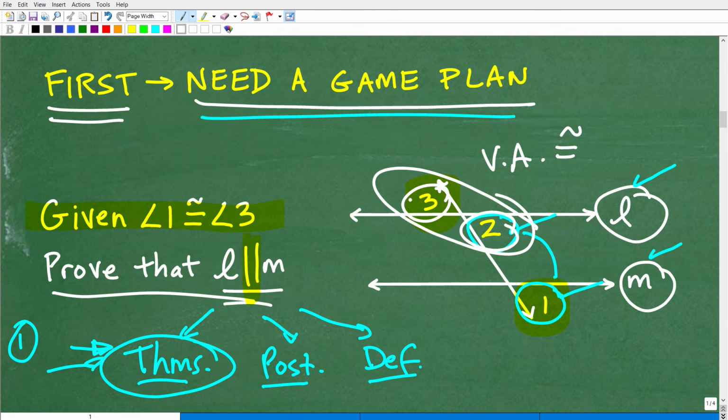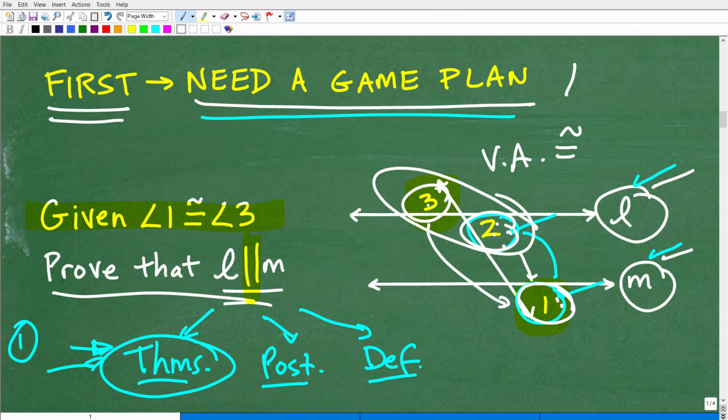In other words, they're the same. So this is the same as this, okay? 3 is the same as 2, and 3 is the same as 1, so therefore 2 is the same as 1, and that's what I need. 2 is the same as 1, meaning that these corresponding angles are congruent. Therefore, I can make a final statement that these two lines are parallel.